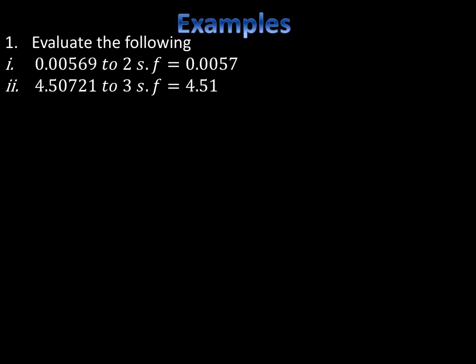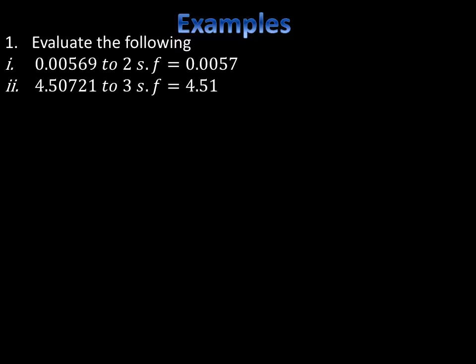Then we have the second question, which says 4.50721 to 3 significant figures. Here our first digit is 4, our second digit is 5, and our third digit is 0. So our fourth digit is 7. What we are going to do here is round off 7 to 1 and add it to the previous number before 7, which is 0. So when we add this to 0, it gives us 1. So that will be 4.51 to 3 significant figures.